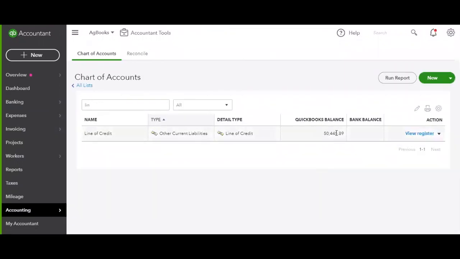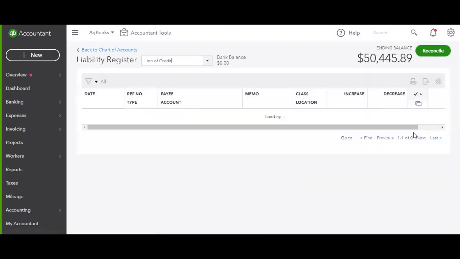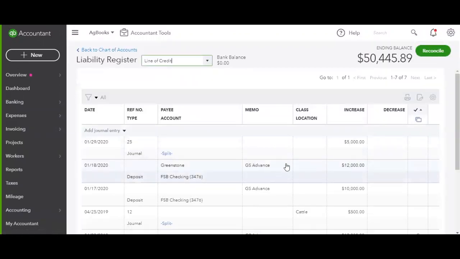You can see our balance has gone up. Like I said, we're at $50,000. That comes and it says this $12,000 here says, hey, we borrowed more money. And that's going to show up on your balance sheet. This is not income or expense. These transactions are balance sheet transactions that are going to affect your assets and your liabilities.